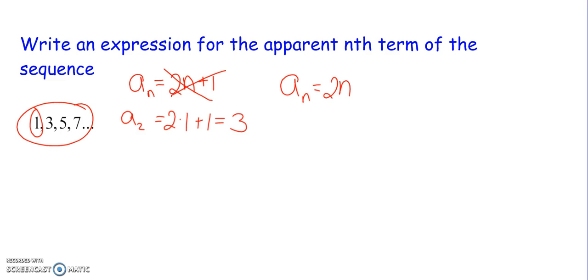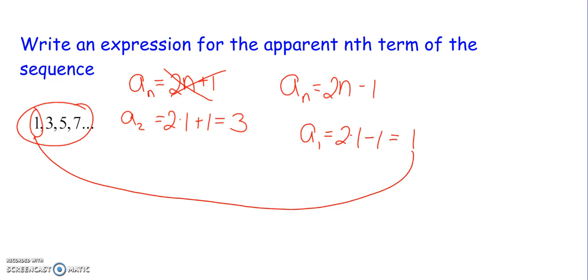2 times n, if I then say, well, minus 1, that would work a little bit better, because now if I try a1, it's 2 times 1 minus 1, ends up being 2 minus 1, which is 1. That is the first term in my sequence, and if I try a2, a3, a4, they will all work.